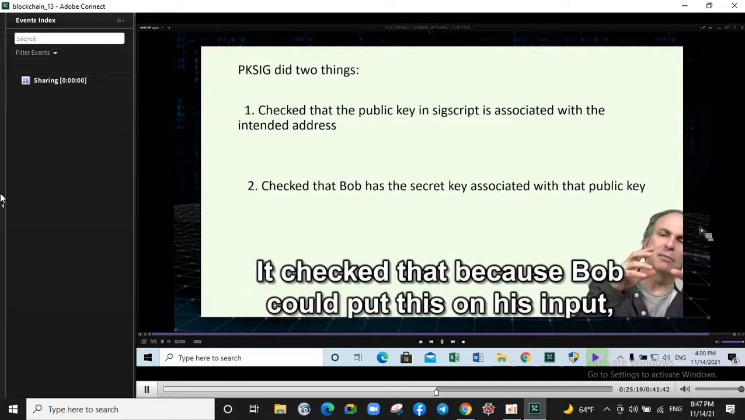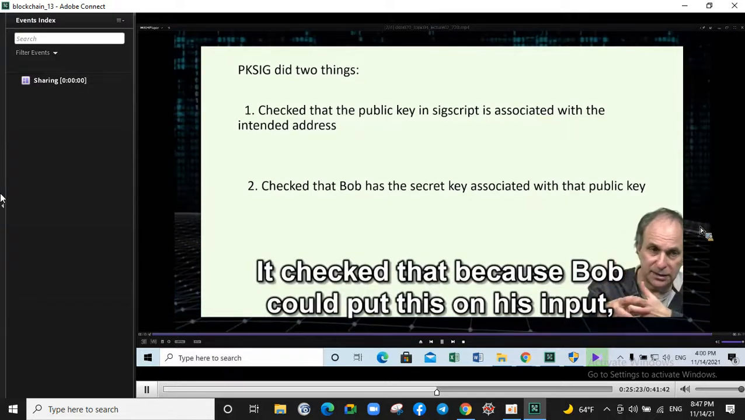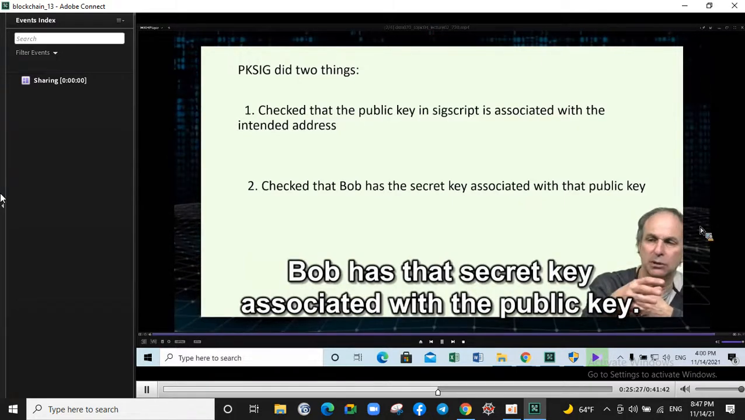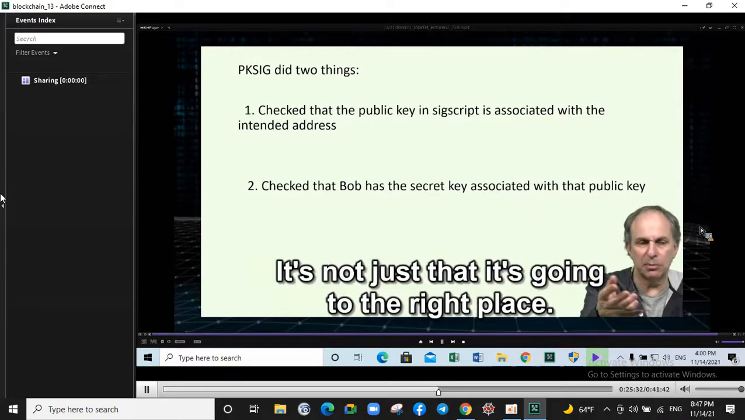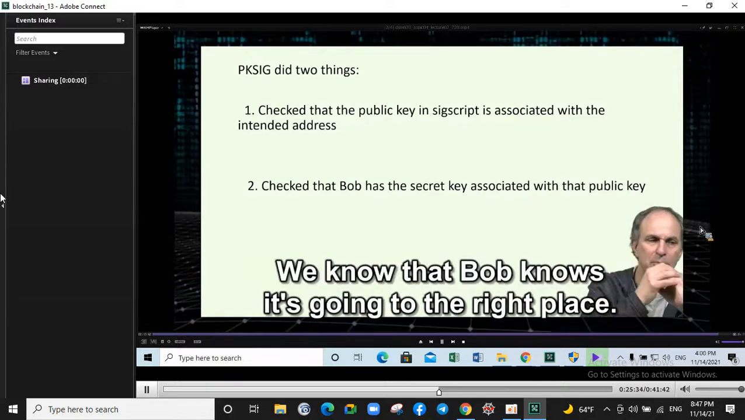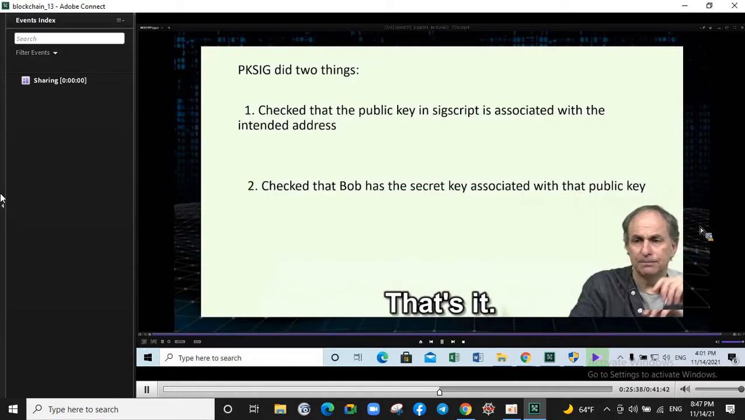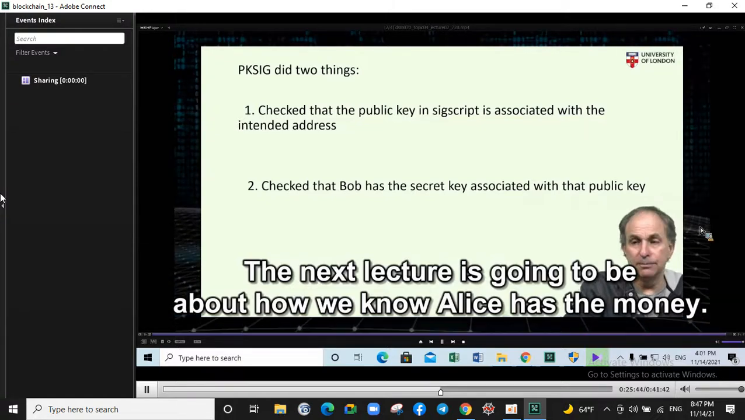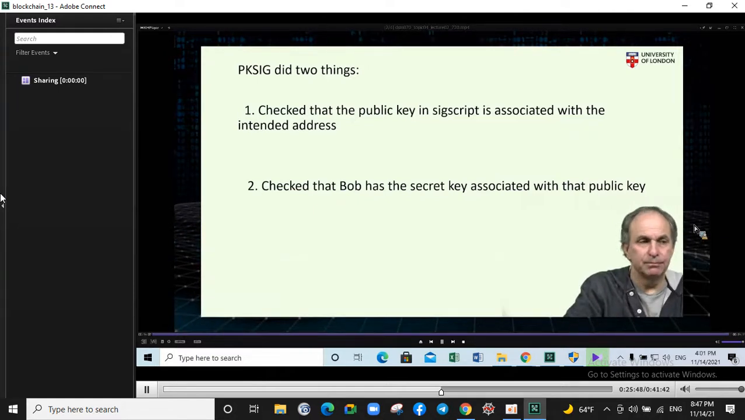It checked that Bob, because Bob could put this on his input, Bob has that secret key associated with the public key. We know that. So it's not just that it's going to the right place. We know that Bob knows it's going to the right place. Okay? And that's it. So the next lecture is going to be about how we know Alice has the money. Okay? So, see you then.